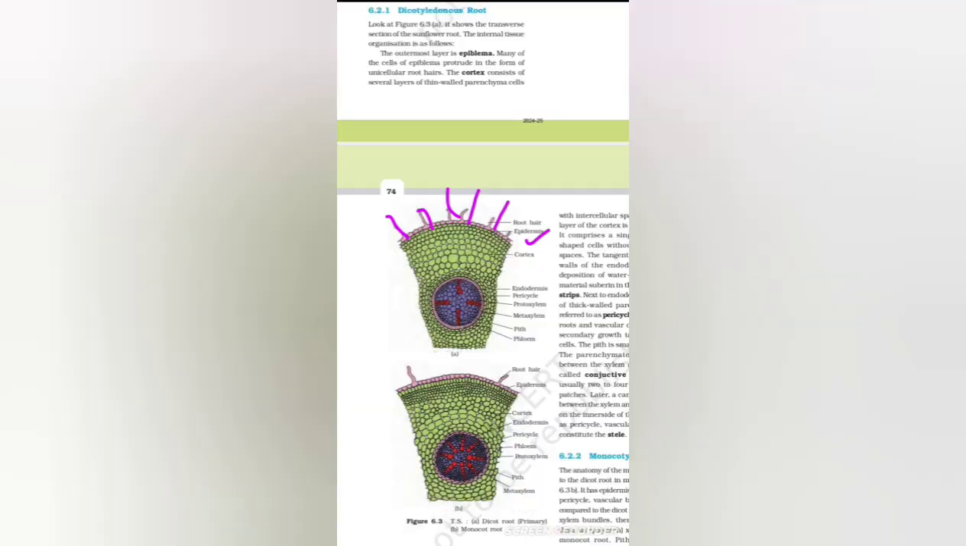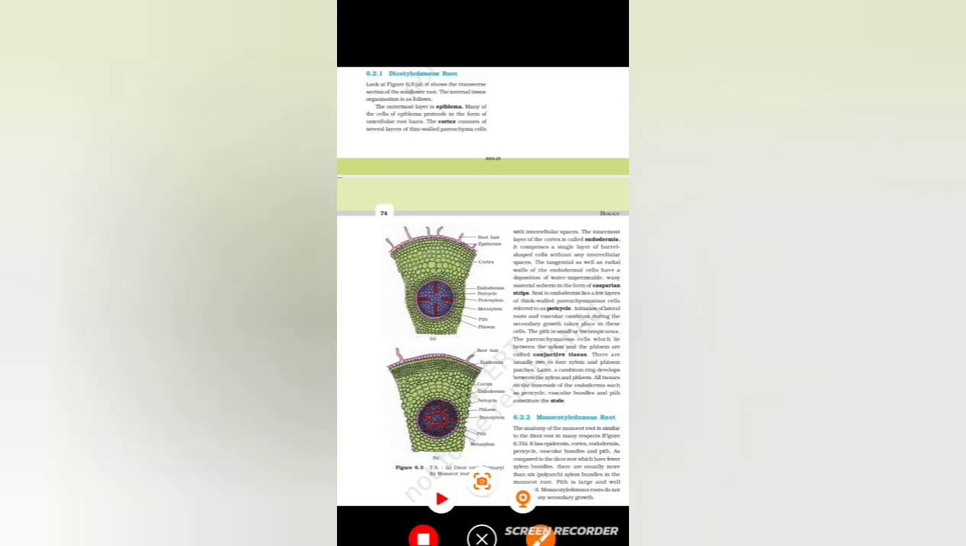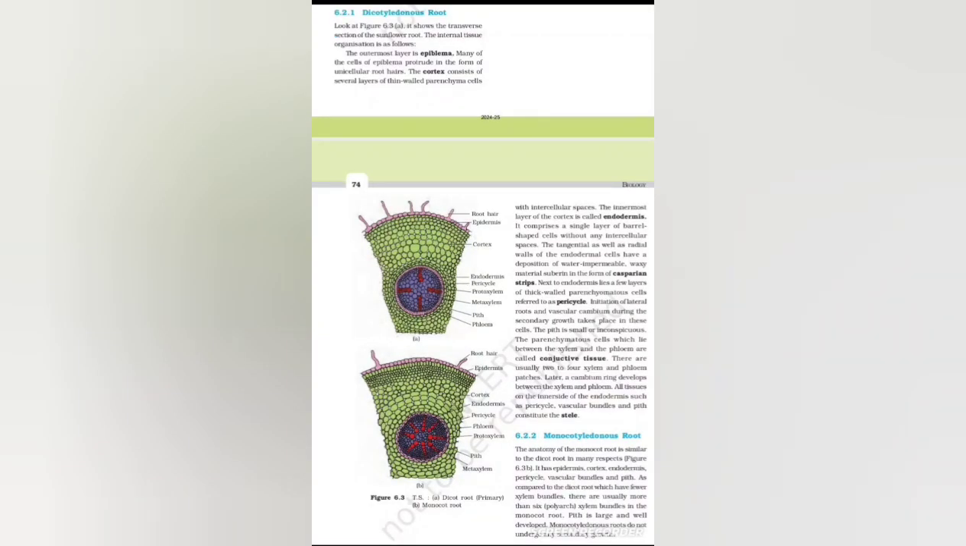Next to the epidermis, we can see another layer, that is the cortex. In this region, the cells are parenchymatous cells. The nature of the cell is parenchymatous and there is presence of intercellular spaces between the cells. Next to the cortical layer, we can see another layer called endodermis.